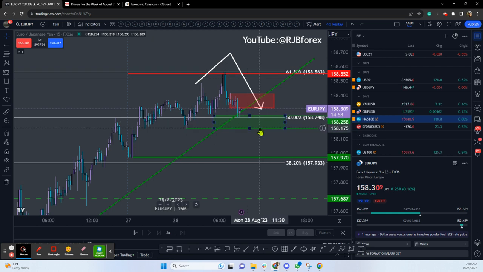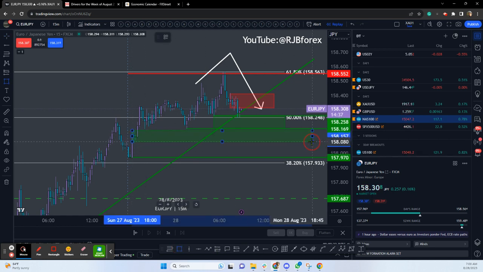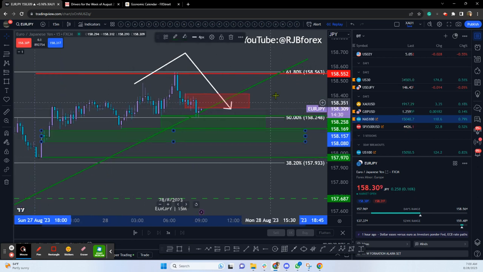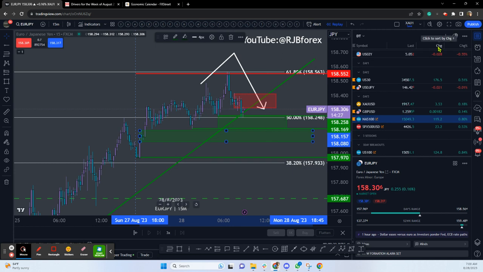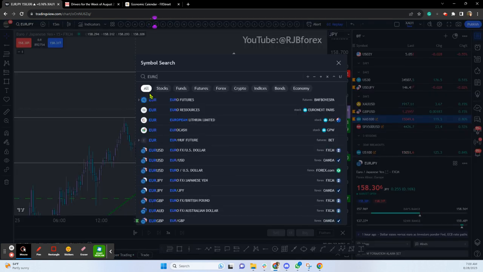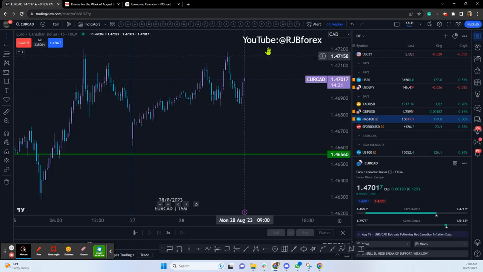But below here and into here, I think you're pretty safe to continue with the move, because there's nothing really getting in the way. I mean, you might find some support in here, of course. Okay, now we're going to go to Euro CAD, and I think we'll call it a day. I think we've got a pretty good bias for the day ahead.